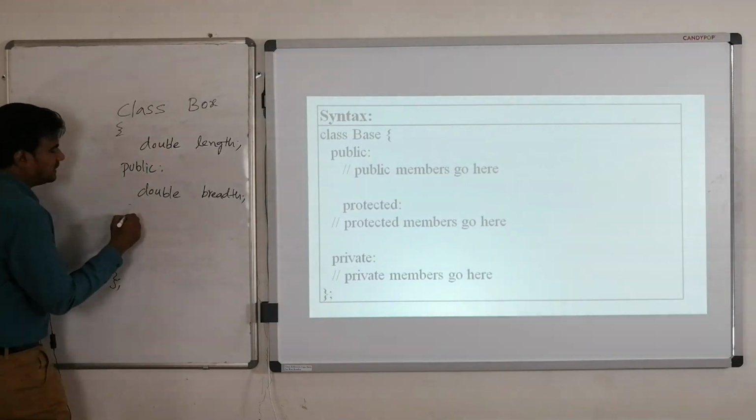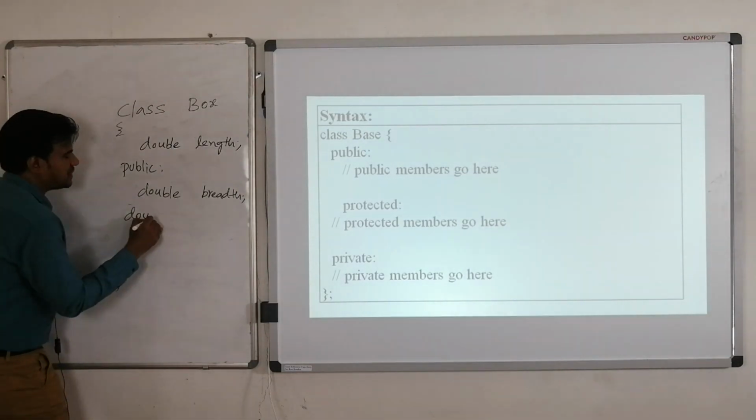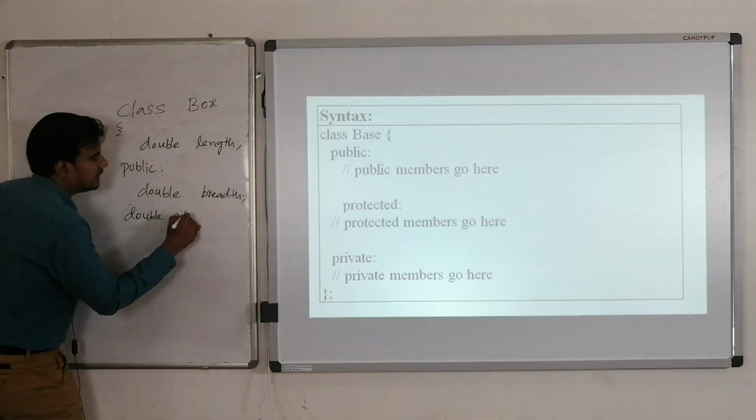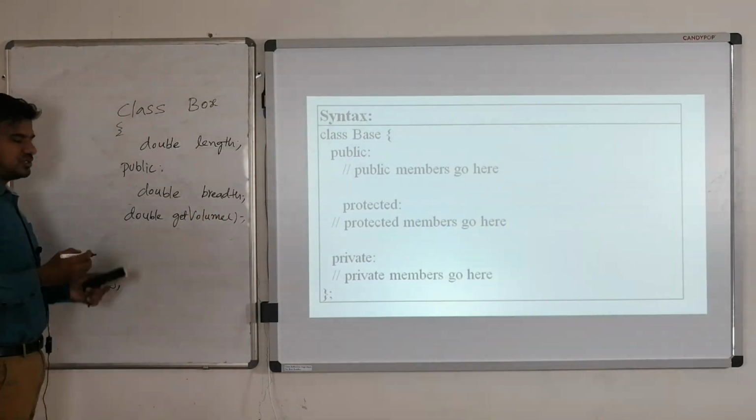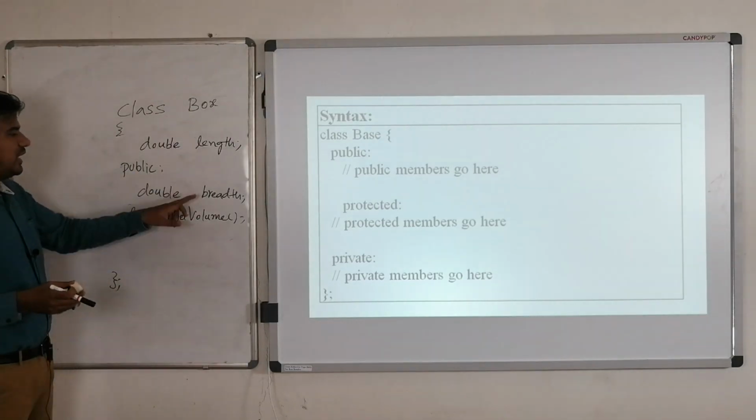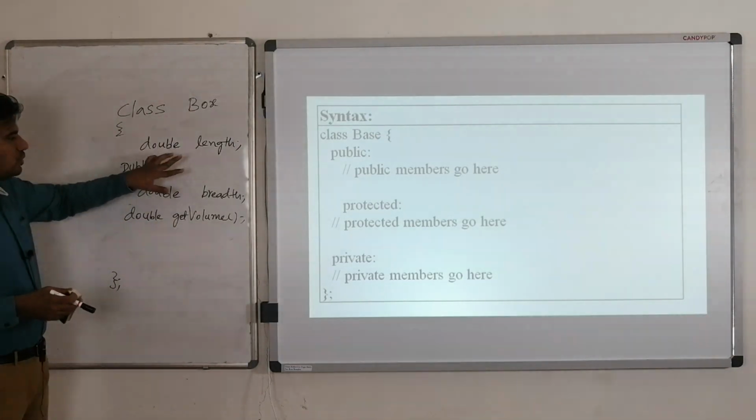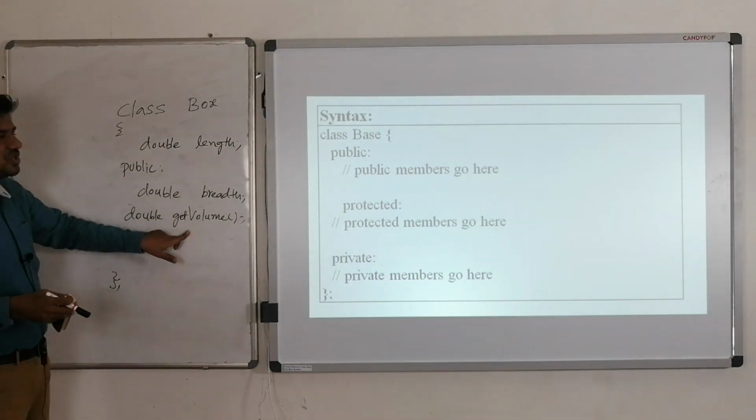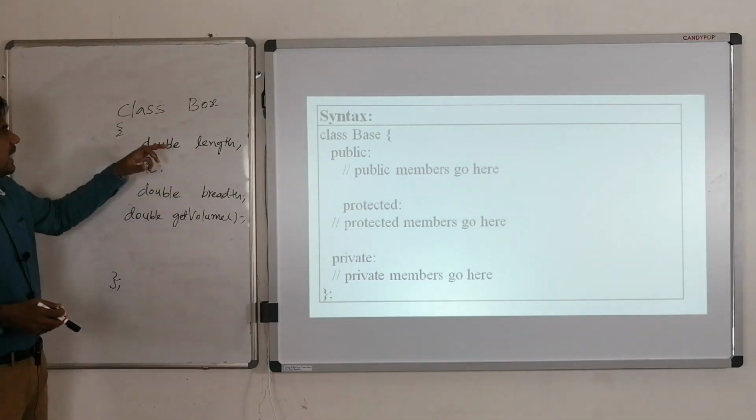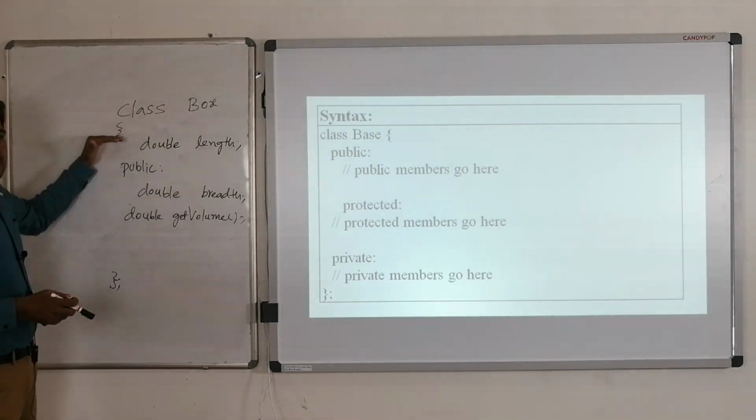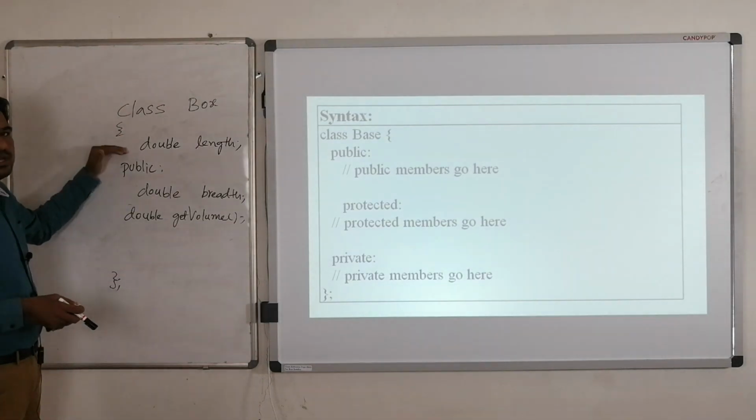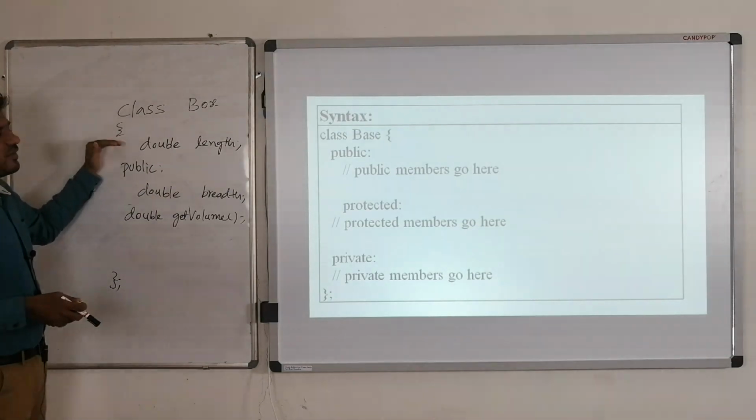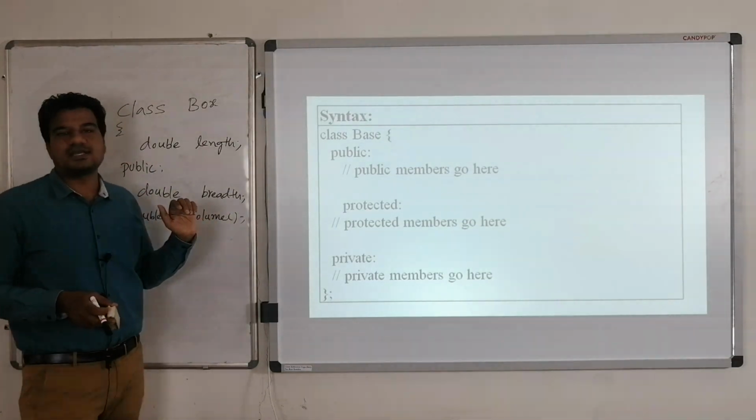I am taking another one, a member function, double get volume. So this is my member function. So now total three members I have, two data members and one member function. So for this length, I don't specify any access modifier over here. So here it will be considered as the default access modifier, that is nothing but my private access modifier.